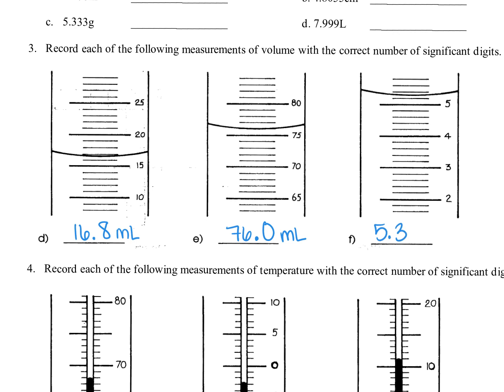How many digits are you allowed to guess? Just 1, right? So are we positive it's greater than 5? Okay. Are we sure it's even 5.3, or was the 3 a guess? The 3 is a guess, right? So this one can only be 5.3. We can't guess a second digit.